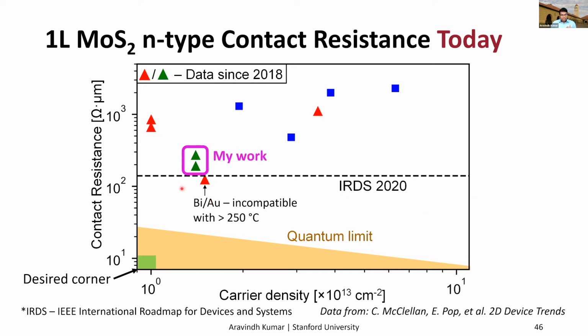And this is my work. And so we have come very close to the IRDS limit. This data point here uses bismuth gold contacts, which is incompatible with processing above 250 Celsius. So from our work, we have made the best manufacturable contacts to monolayer MoS2 to date.